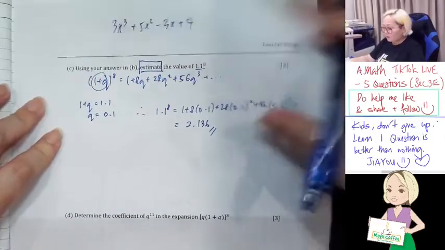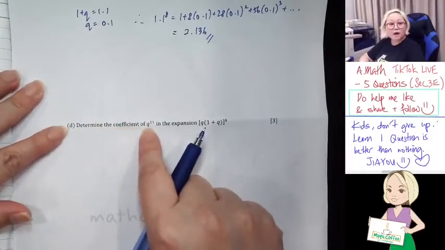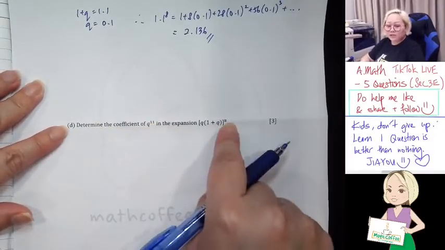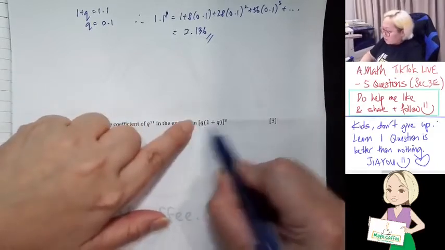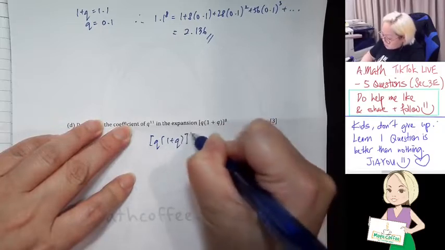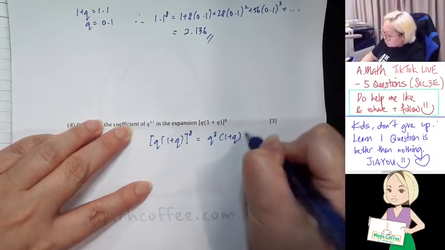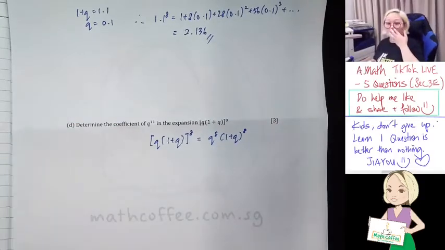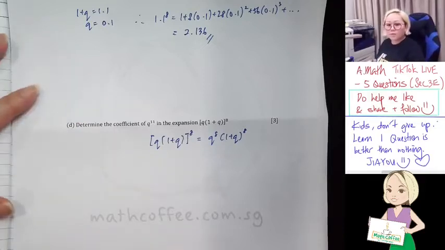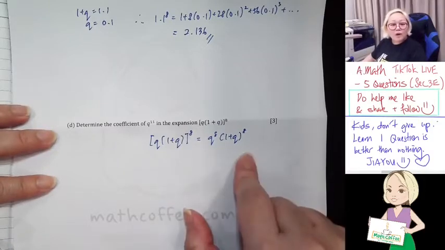Okay, let's move on. Next, they ask to determine the coefficient of q to the power of 11 in this expansion. Take note, you can see the square bracket, so it means q to the power of 8 and 1 plus q to the power of 8. Okay, then what do I do? My 1 plus q to the power of 8.